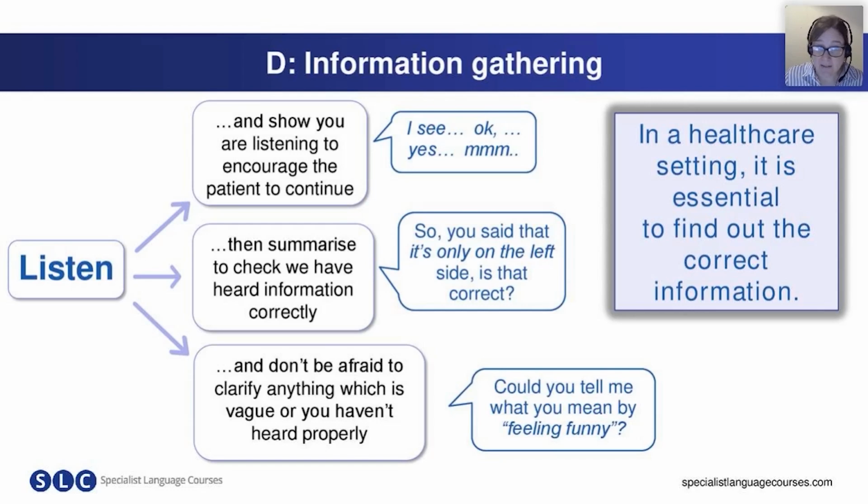We can also listen and summarize to check that we've heard the information correctly. For example, "So you said it's only on the left side, is that correct?" We should not be afraid to clarify anything that's vague or that we haven't heard properly. So we might say, "Could you tell me what you mean by feeling funny?" Or simply ask them to repeat what they've said: "Sorry, can you repeat that? I didn't quite catch that."